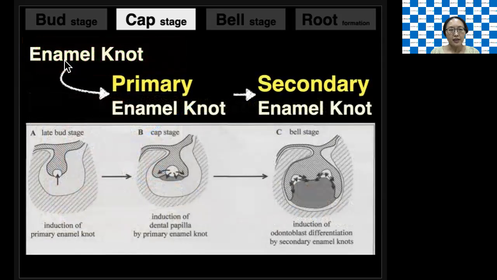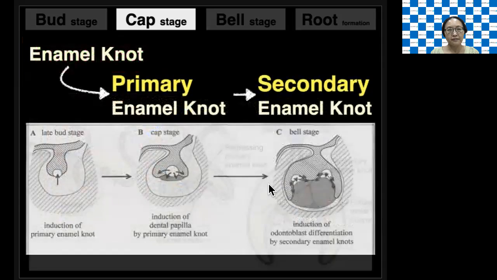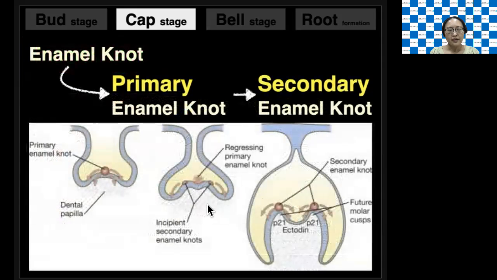The primary enamel knot forms at the tip of the bud during the cap stage of tooth development. The primary enamel knot undergoes apoptosis and disappears. Later, secondary enamel knots appear that regulate the formation of the future cusps of the teeth. This is another figure to explain the primary enamel knot and the secondary enamel knot.